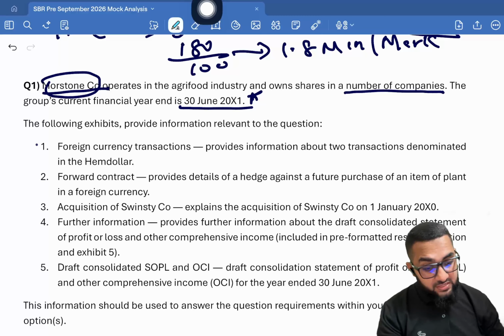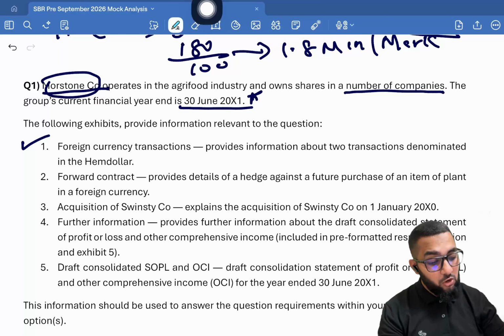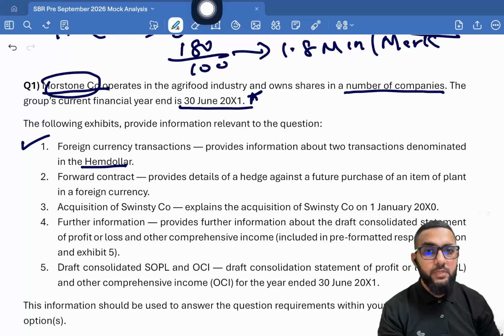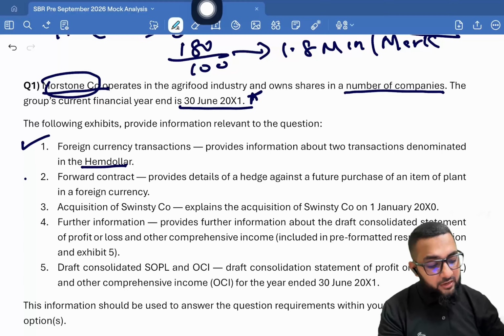Then there are 5 exhibits. First one, focusing on foreign currency transactions, provides information about 2 transactions denominated in the HIM dollar. Right. Now you have to figure out what the functional currency is, what the presentation currency is, where the translation works. Then the second exhibit is focusing on forward contract hedging from IFRS 9, right? So this is IAS 21. Yeah.